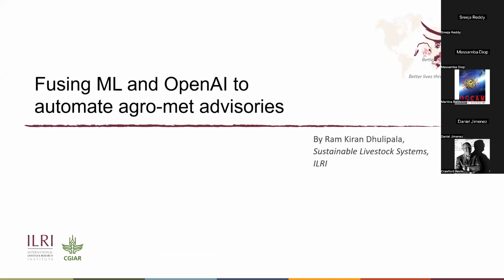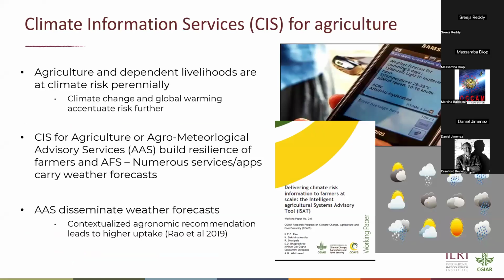Okay, so this is a presentation about a small project that we did as part of the One CGIAR Digital Innovation Initiative. This was a pilot project that we did in collaboration with the Agro Advisory Services Division of the India Met Department, where we basically used machine learning in combination with OpenAI to meet a very specific requirement of the India Met Department, right?